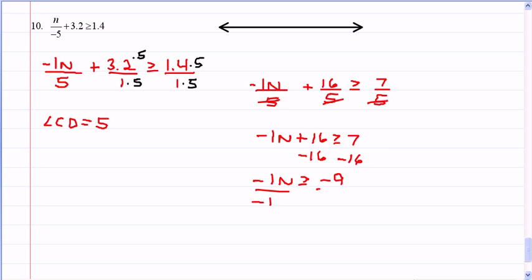Divide both sides by negative 1, and I now have n is less than or equal to. The inequality switches direction whenever you divide by a negative to a positive 9. So that when I graph this, I have 0 in the middle, 9 on the right, negative 9 on the left. N is less than or equal to. Less than or equal to gets a closed circle. Less than means left, so I shade to the left.